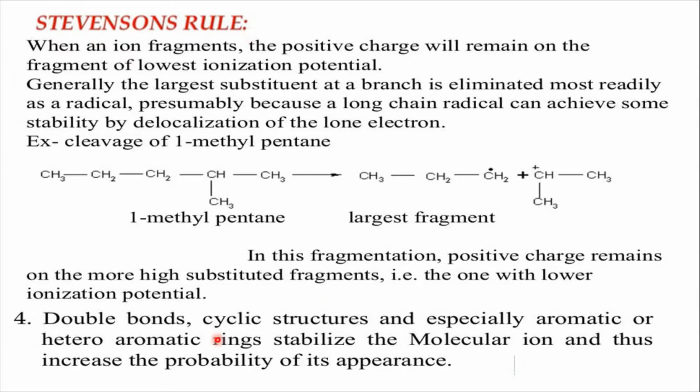Now the next one: double bonds, cyclic structures and especially aromatic or heteroaromatic rings stabilize the molecular ion and thus increase the probability of its appearance. If we consider alkenes or cyclic structures, especially aromatic or heteroaromatic rings, they stabilize the molecular ion and also increase the probability of its appearance.